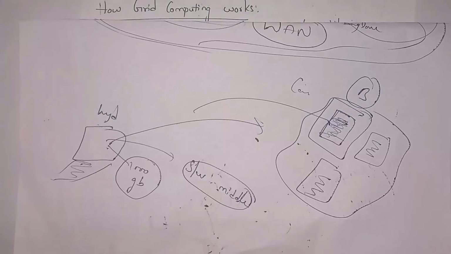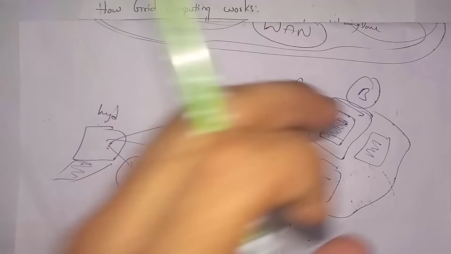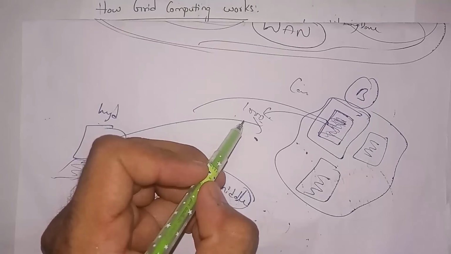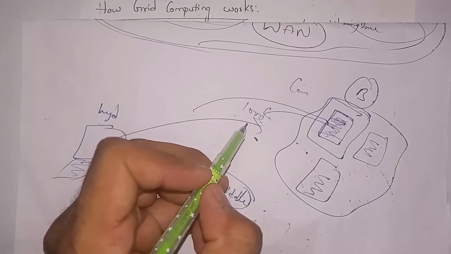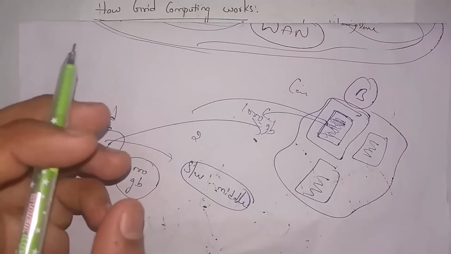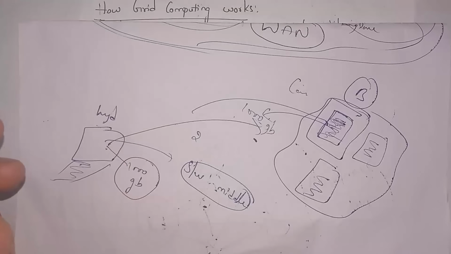For example, as I said before, I want to store 1000 GB of data in the server. So I will purchase only 1000 GB of space on the server. So it will give access only to 1000 GB of data. If I try to store 5000 GB of data, it will not accept.